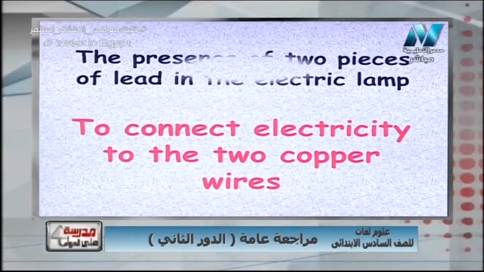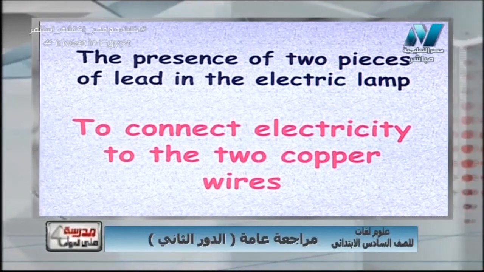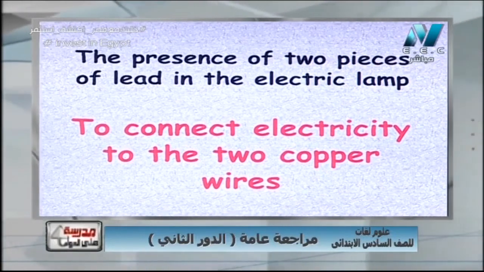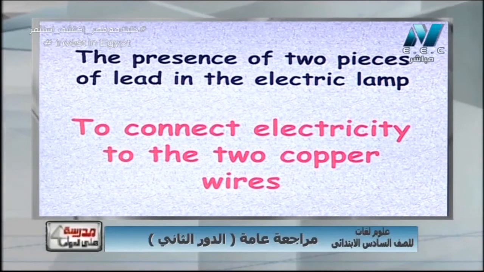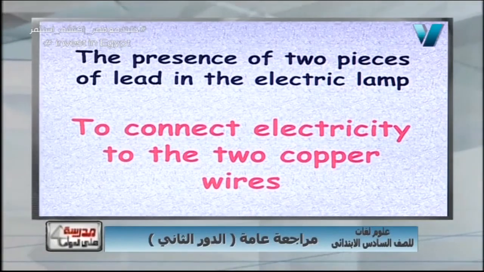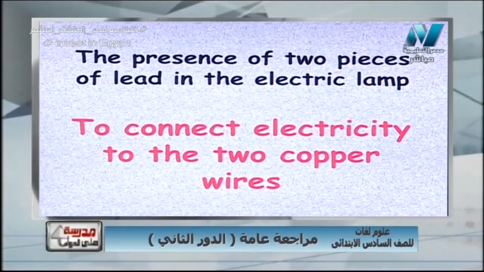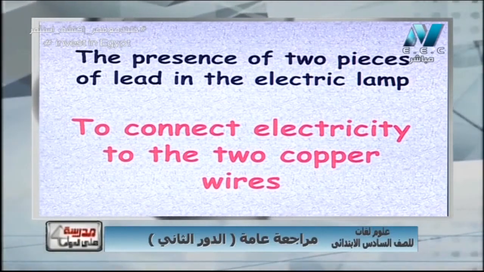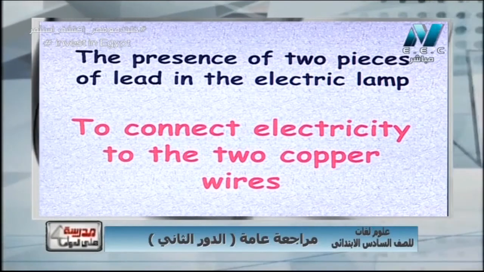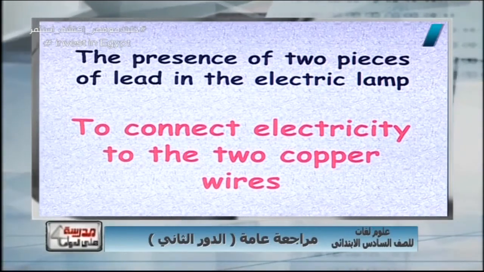Another question that says the presence of two pieces of lead in the electric lamp، ليه بستخدم قطعتين من الرصاص في المصباح الكهربي؟ To connect electricity to the two copper wires، عشان يوصل الكهرباء لسلكين الرصاص.